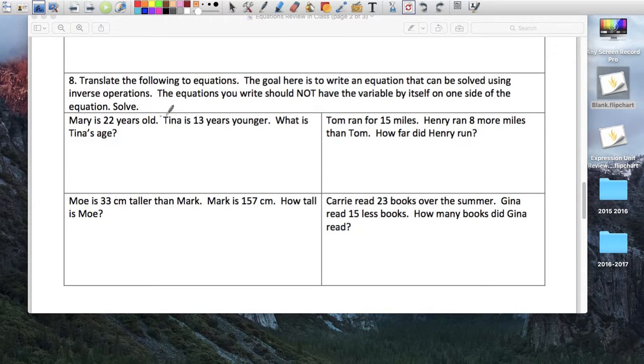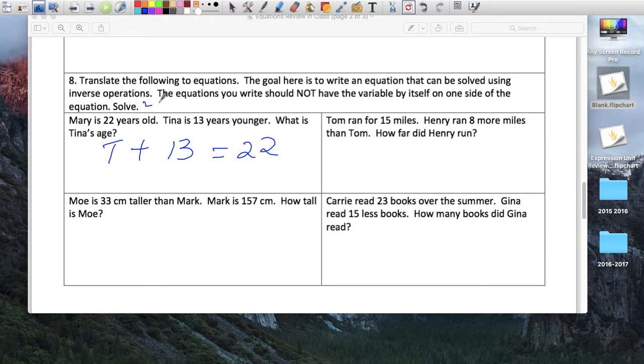So here, Mary's 22 years old, Tina's 13 years younger. So you shouldn't have 22 and 13 on the same side of the equation. So 22 goes on one side, 13 goes on this side. If you set it up this way, you can ask yourself, what equals 22? Well, it's Tina's age, right? Mary's 22 and Tina's 13 years younger. So whatever Tina is plus 13 will equal 22. There is your equation. Okay.